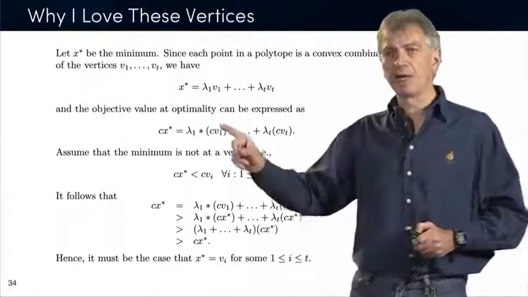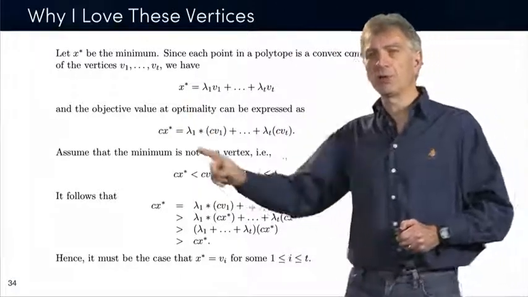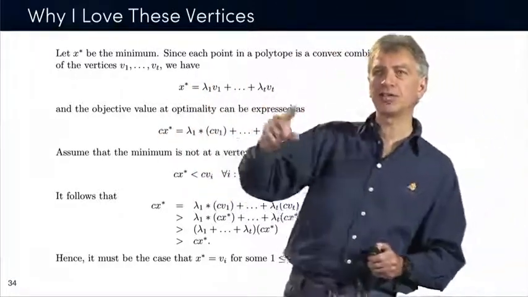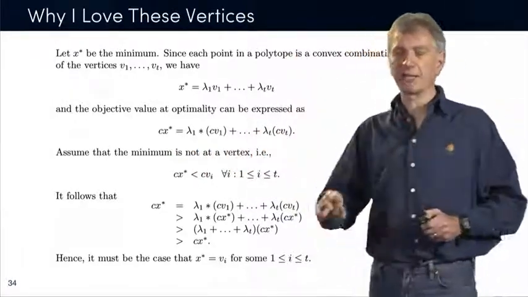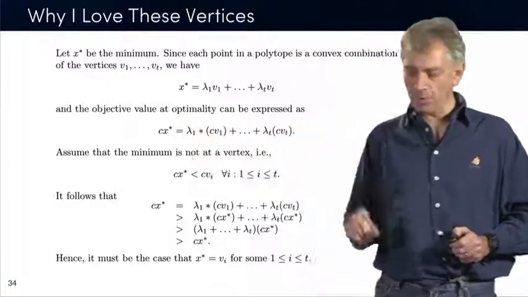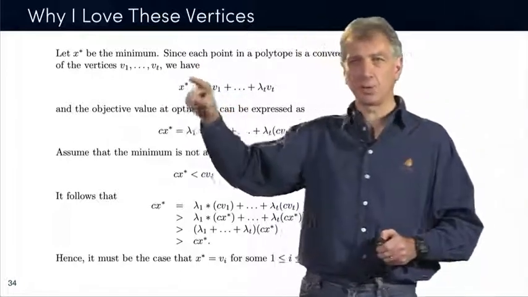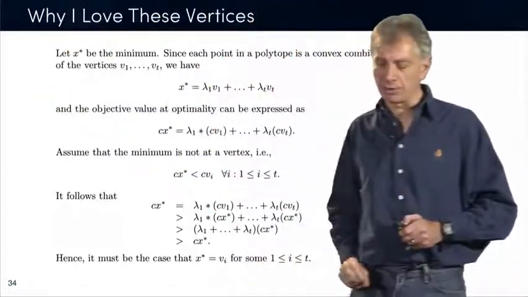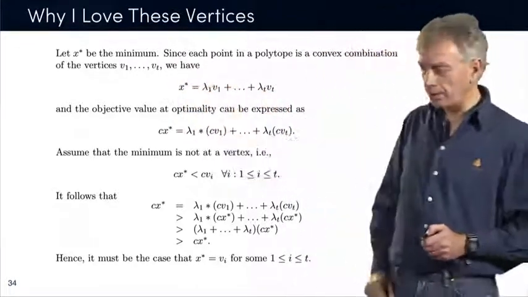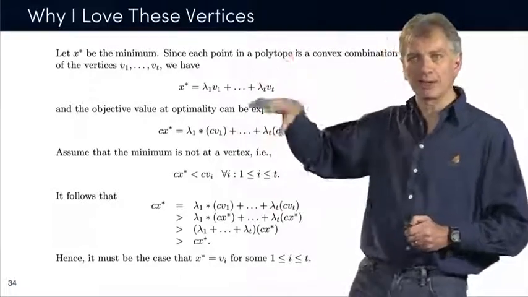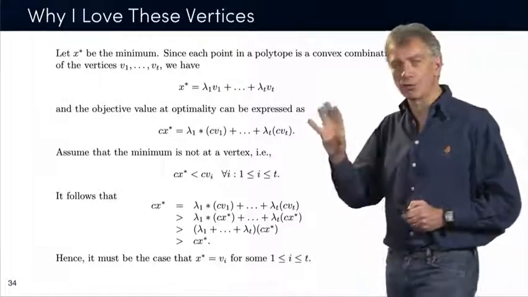So now the objective value at optimality is c times x star, the optimal solution, and therefore we can re-express it in terms of the vertices and the lambdas by simply multiplying the right-hand side by c. So at that point, c x star is equal to lambda 1 times c times V1, plus the same thing for the other vertices. We have just done some very simple algebraic manipulation, knowing that every point inside the polytope is a convex combination of the vertices.